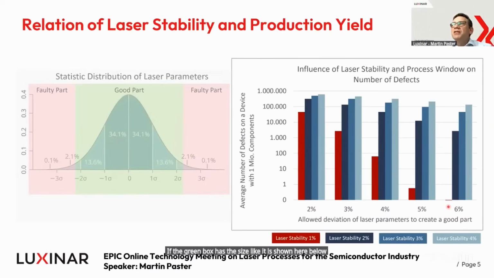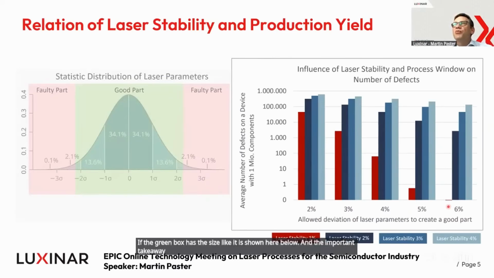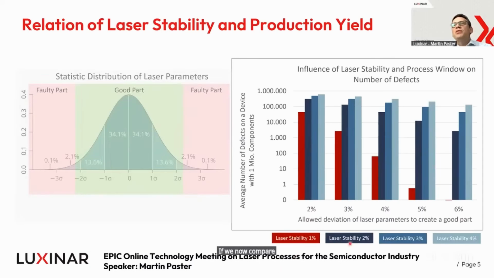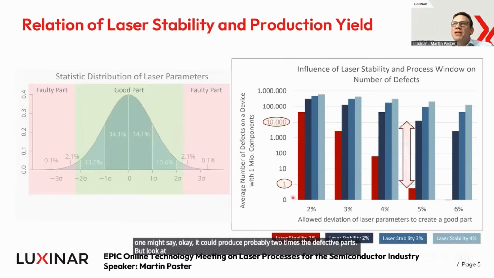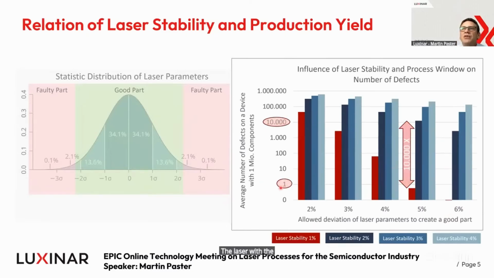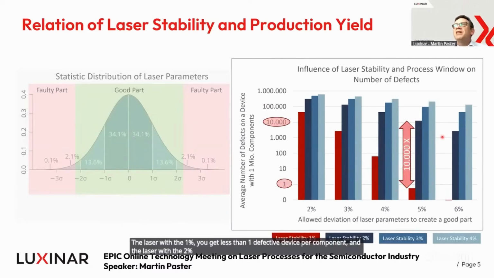And the important takeaway, and this is a bit surprising: if we compare a laser with a stability of 1% to a laser with a stability of 2%, one might say it could probably produce 2 times the defective parts. But look at this area. With the 1% laser, you get less than 1 defective device per component. And with the 2% laser, you end up with more than 10,000 defective parts.